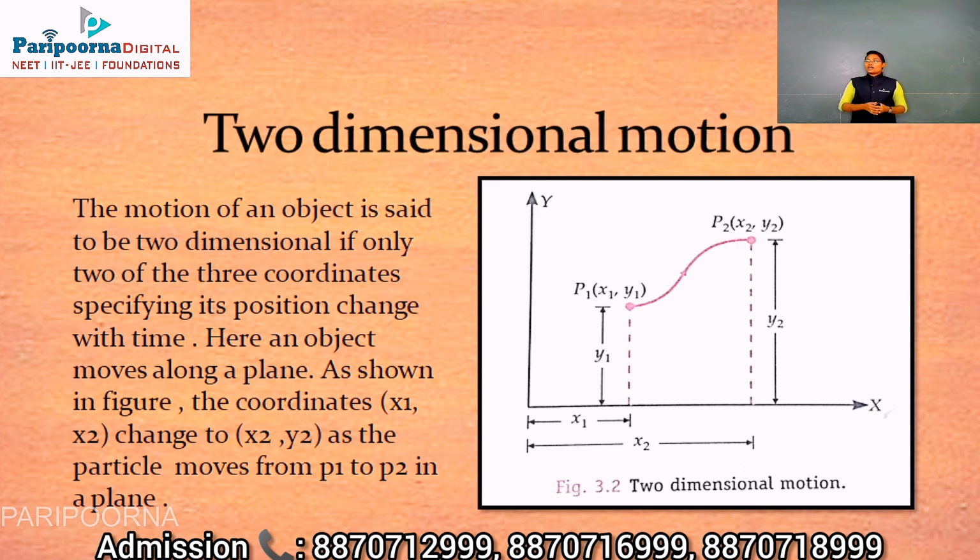as in the figure, the coordinates x1, y1 change to x2, y2 as the particle moves from P1 to P2 in a plane. So you can observe it in the image. From point P1 to P2 there are two coordinates, x1 and x2 on the x-axis, y1 and y2 on the y-axis. So two coordinates are represented in two-dimensional motion.